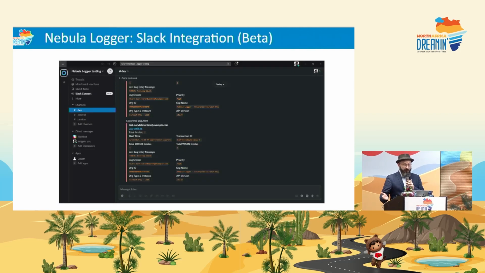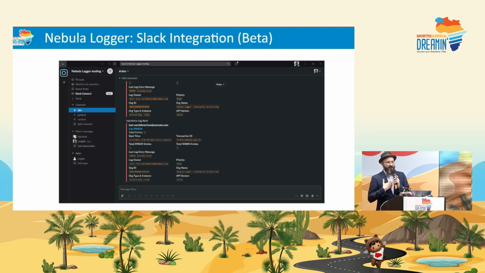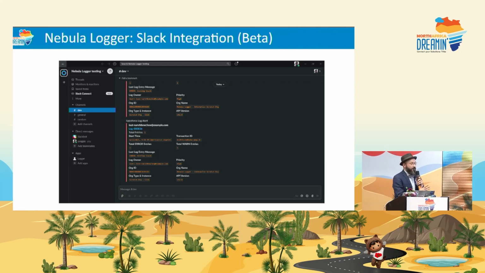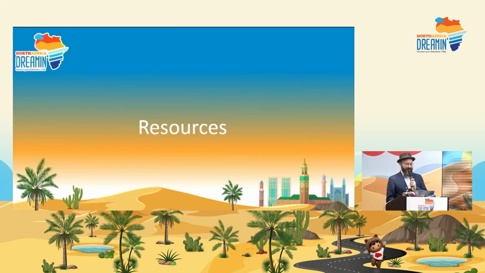And it comes, ta-da, with a Slack integration. This is currently in beta, but you could stream your logs immediately into Slack, or specific log lines, and tell people to act on them. I personally don't like to be notified a lot of the time in Slack, so your mileage may vary. But if you think that's a good idea, yes, Nebula Logger also does a Slack integration in beta.